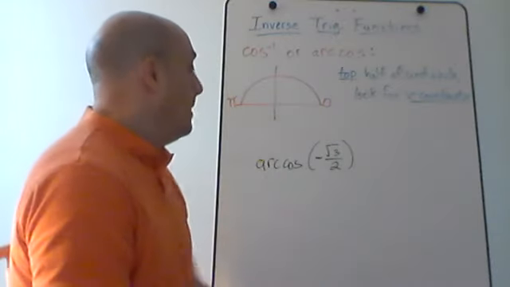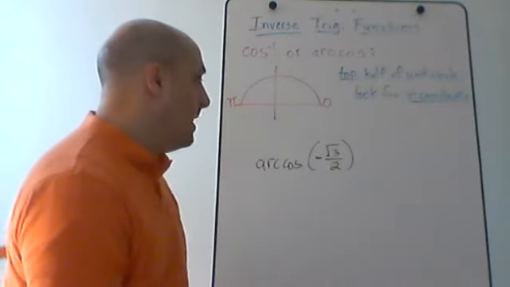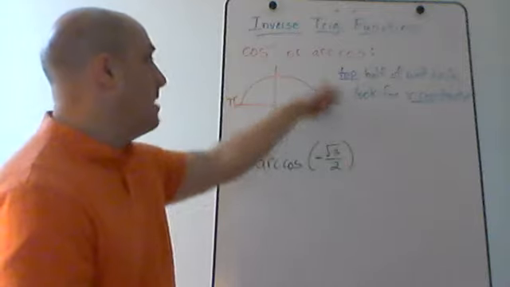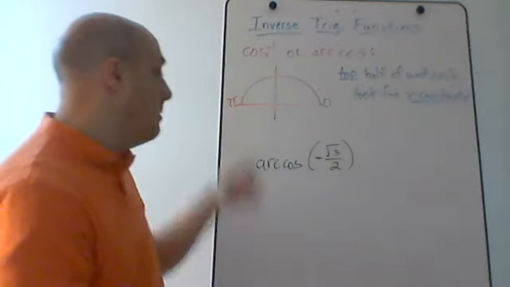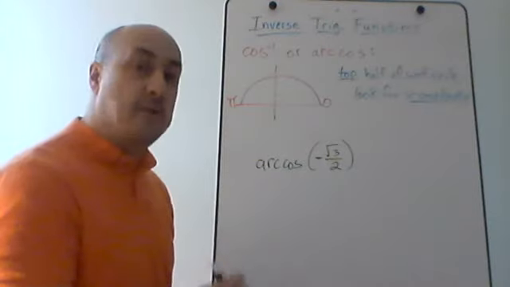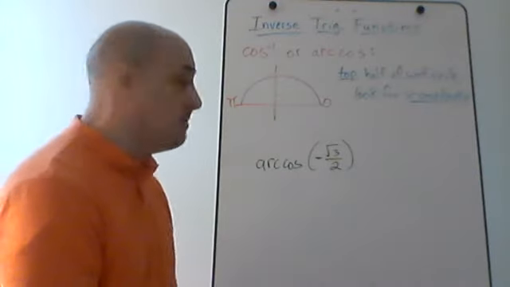All right? So arc cosine of negative root 3 over 2. This is going to be the x-coordinate of one of the points on the top half of the unit circle between 0 and pi, and I have to figure out where that point is and what's the pi number that gives me that terminal point with an x-coordinate of negative root 3 over 2.